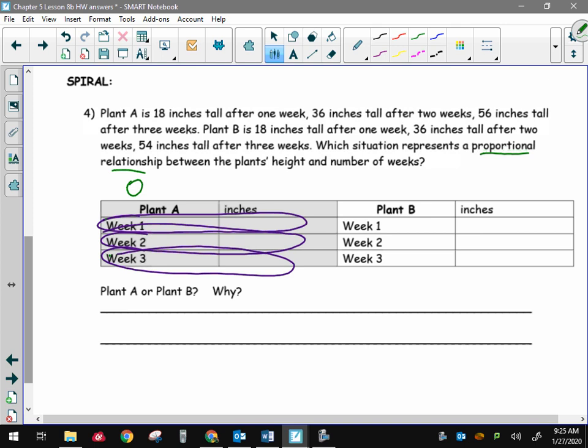It doesn't always work, though, so I need another way. What's my other way, Natalie? Unit rate. So what's this? 18 over 1? 18 over 1 is 18. What's this one? 36? What's 36 over 2? 18. And this was 56? What's 56 divided by 3? Doesn't work, does it? So this one's not proportional because the unit rates are not always the same.